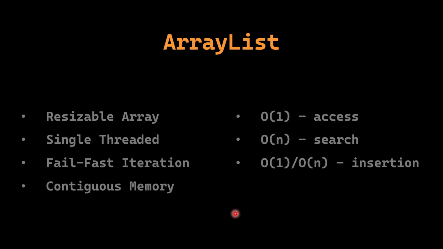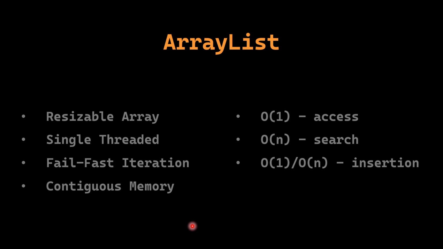In terms of performance, ArrayList offers O(1) time complexity to access by index, O(n) for searching, and O(1) amortized insertion at the end, though insertion at a specific position requires O(n) time complexity due to element shifting.